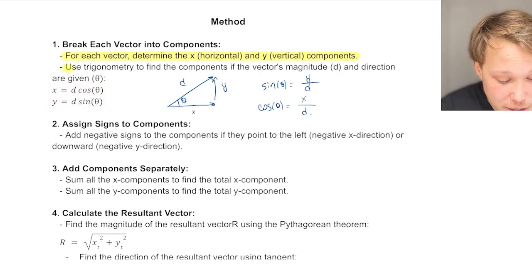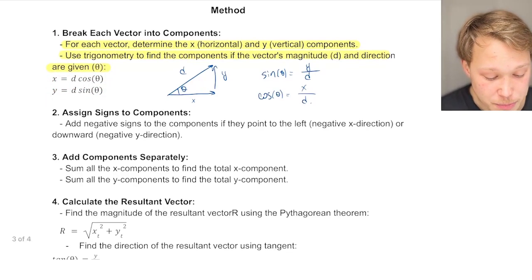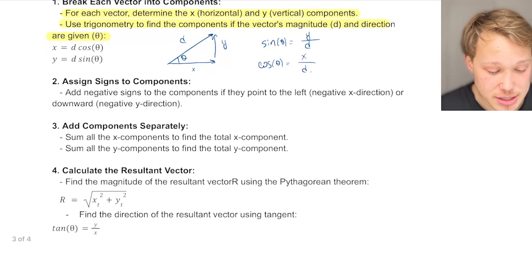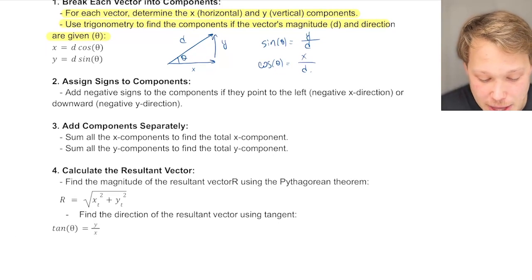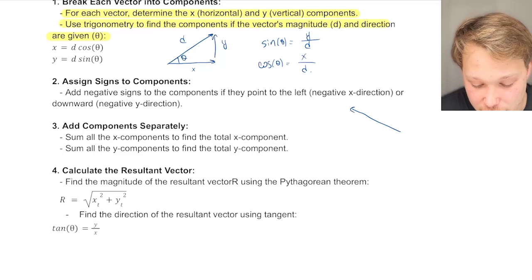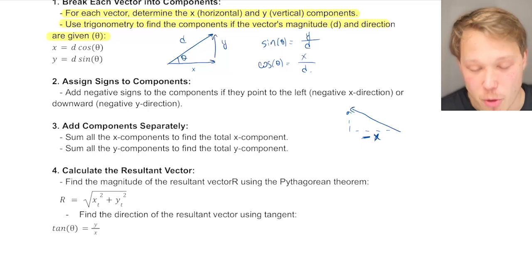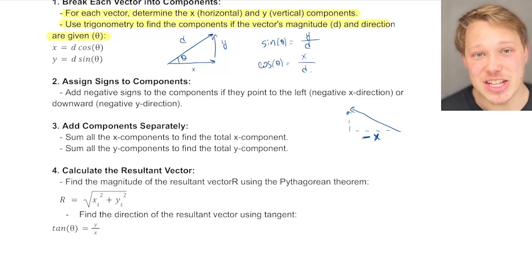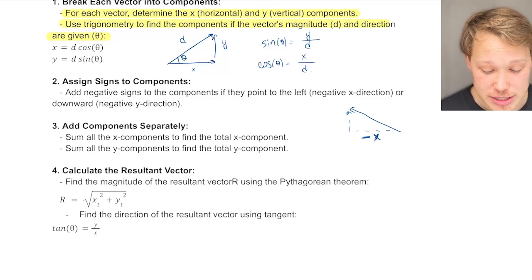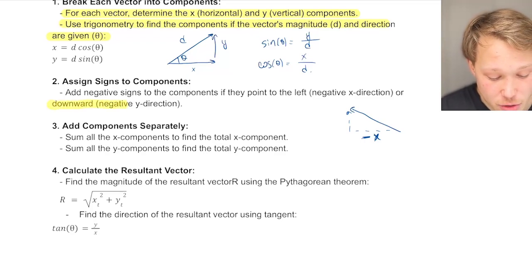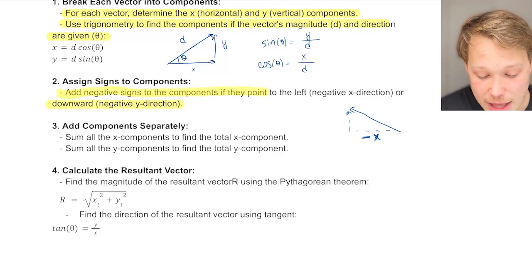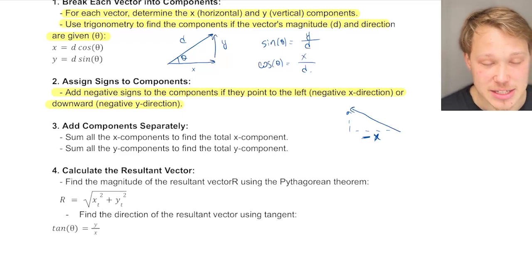Once we determine all the x and the y components using trigonometry, we'll have to assign the signs. What I mean by that is, for example, if our vector is in this direction, this component has a negative sign because it's to the left. So we usually take to the left as a negative direction and downward as a negative direction as well. And we'll have to add these signs essentially manually.